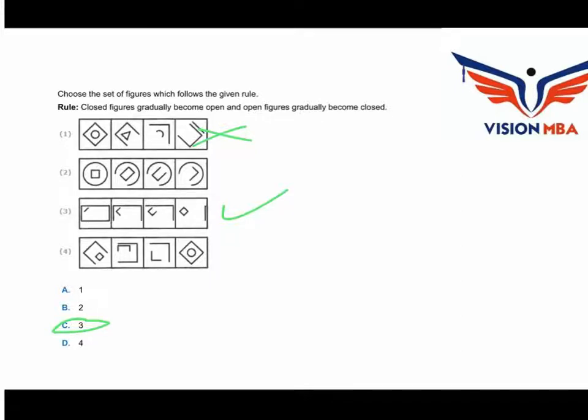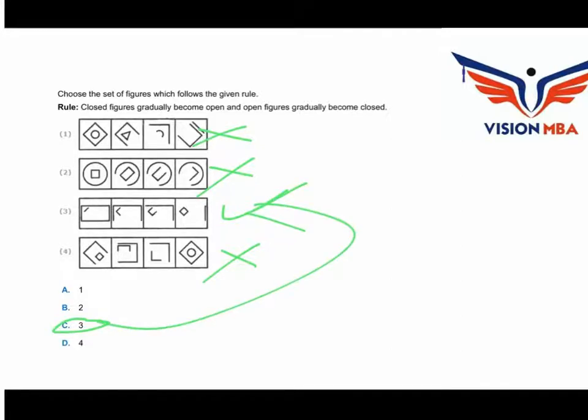The same thing is happening in 2. Now some people will select 2 as the answer, but please pay attention here. You got a square in the first figure, but in the second one you got rectangles. That's the reason that's not my answer. Why is 4 not the answer? Again guys, things are not followed there, but here the closed figures are getting open and the open figures are getting closed. That's the reason the answer is C.